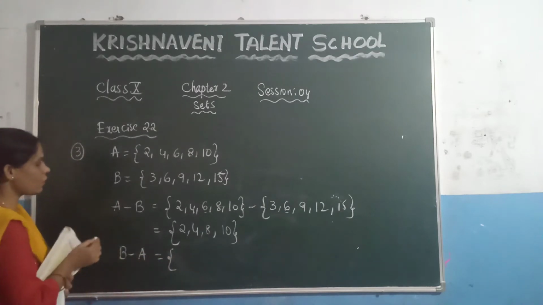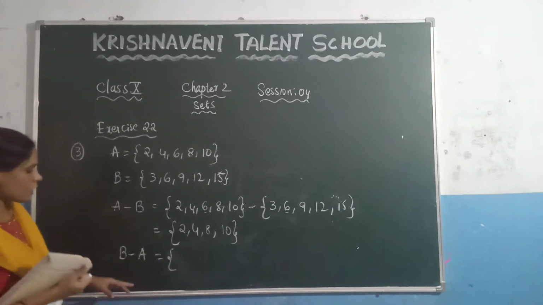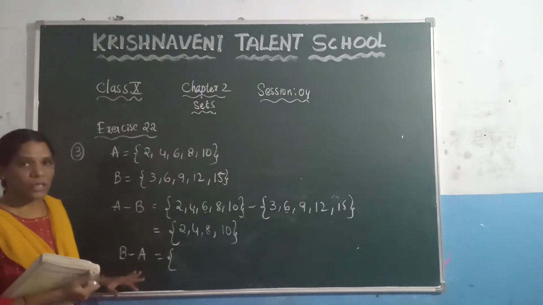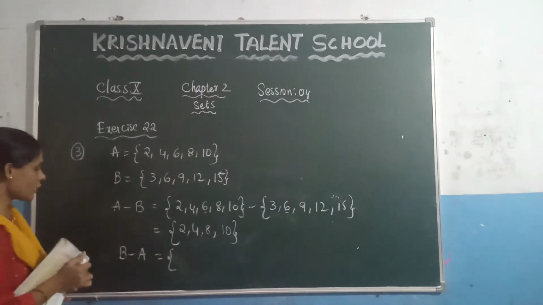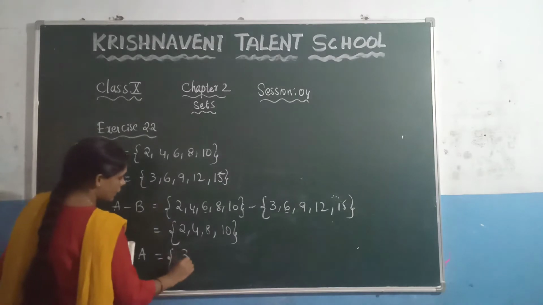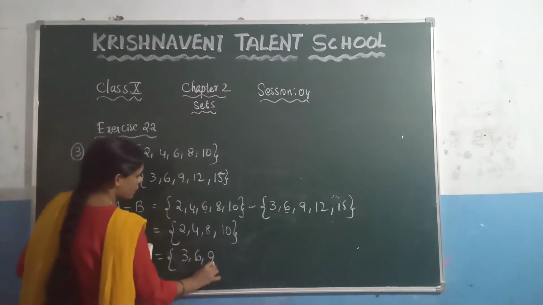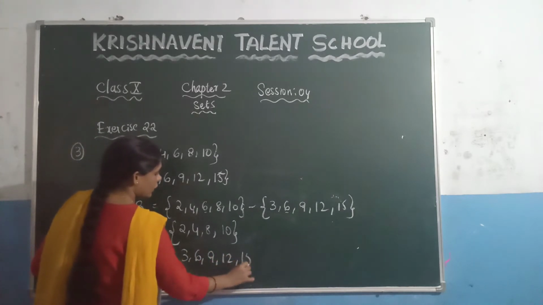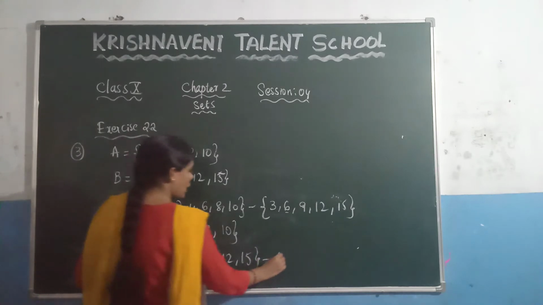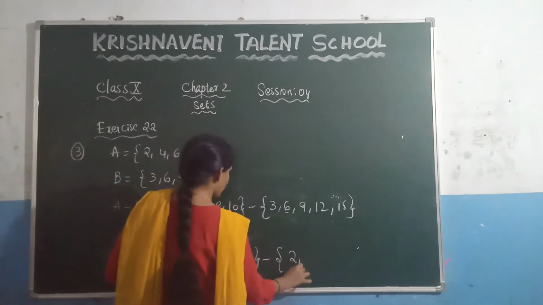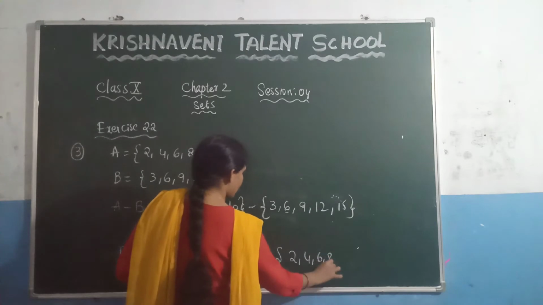So first, what is meant by B minus A? We need to write the elements that are present only in B, not in A. So here, what are the elements present in B, which is 3, 6, 9, 12, 15, minus the elements in A, which is 2, 4, 6, 8, 10.